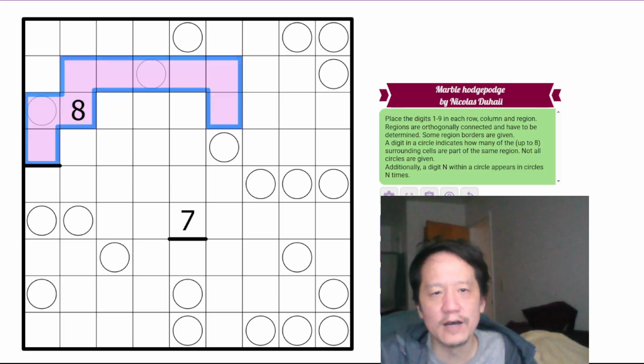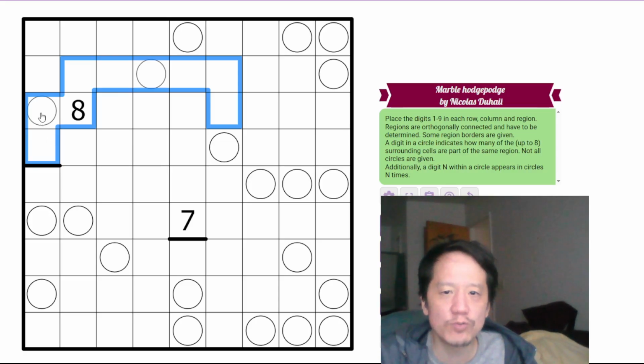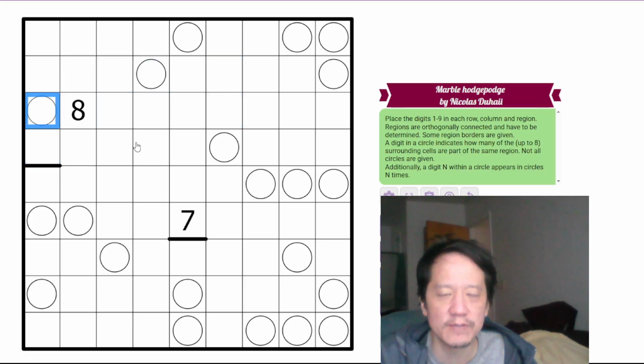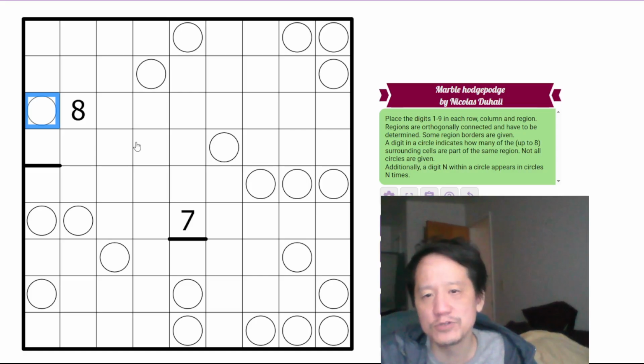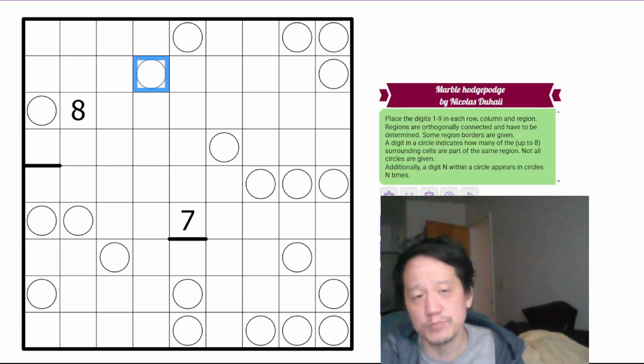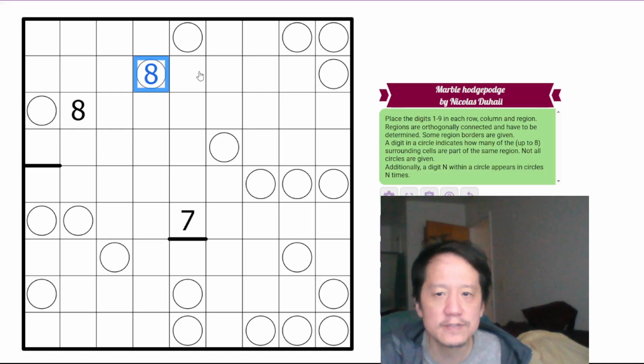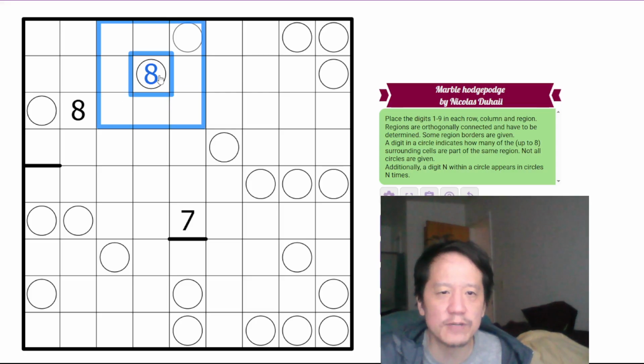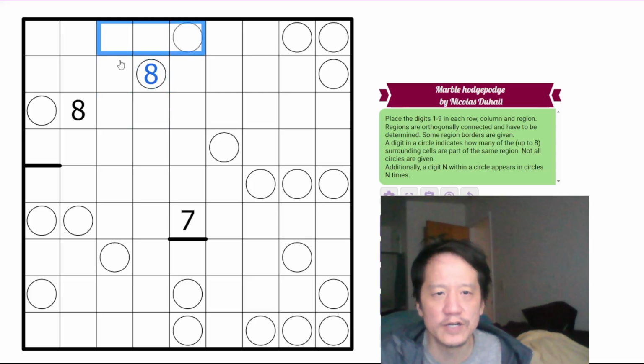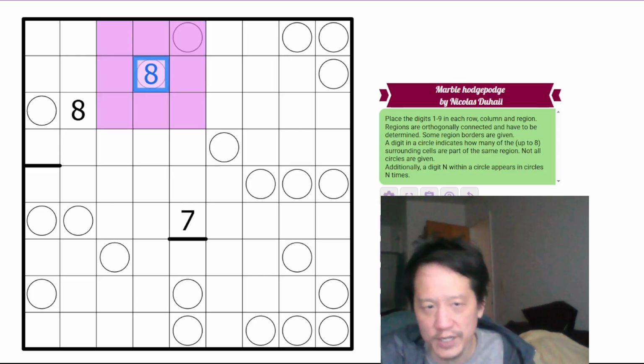We also have a digit in a circle, which indicates how many of the up to 8 surrounding cells are part of the same region. Not all circles are given. So for example, if this were to be 8, that would mean that all 8 cells are part of the same region as the circle, right? So you would guarantee that this would be a region if this were an 8.